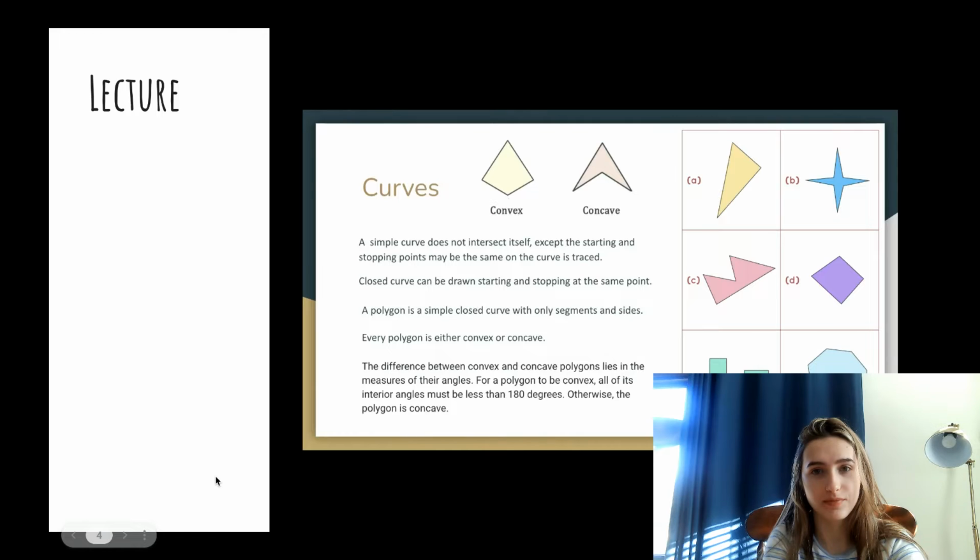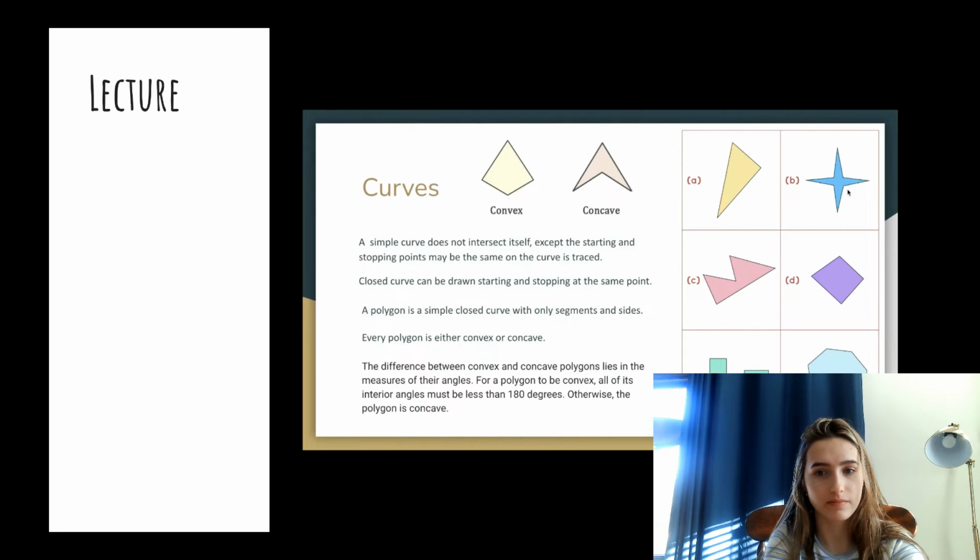So, let's take a look at figure A here. Let's determine whether this is convex or concave. Turn to a partner and discuss. Awesome. Now that you've discussed with your partner, what is this, convex or concave? That is correct. This is convex.